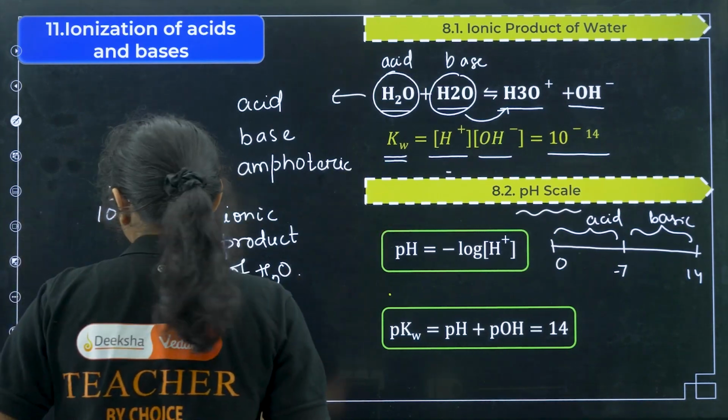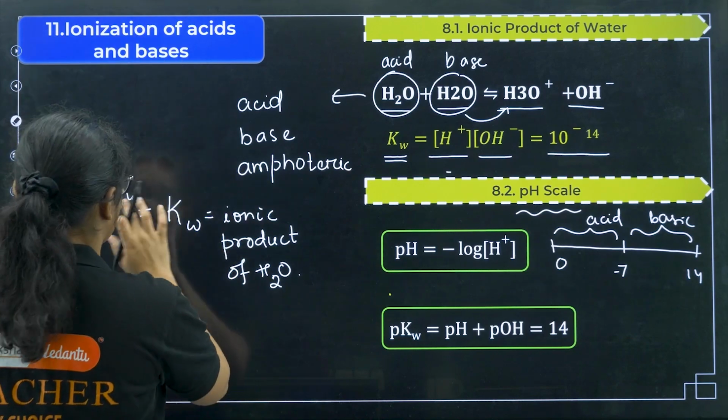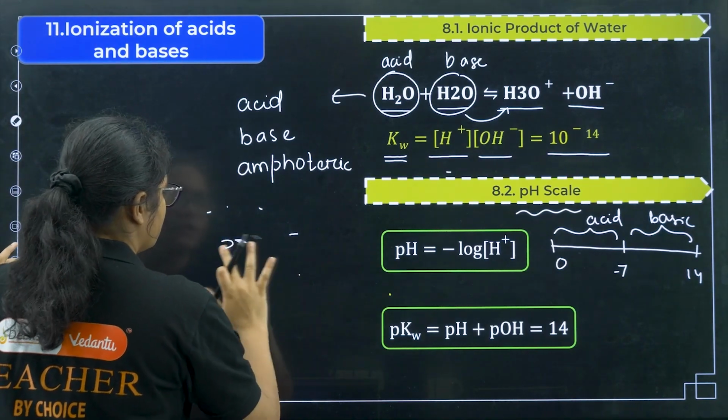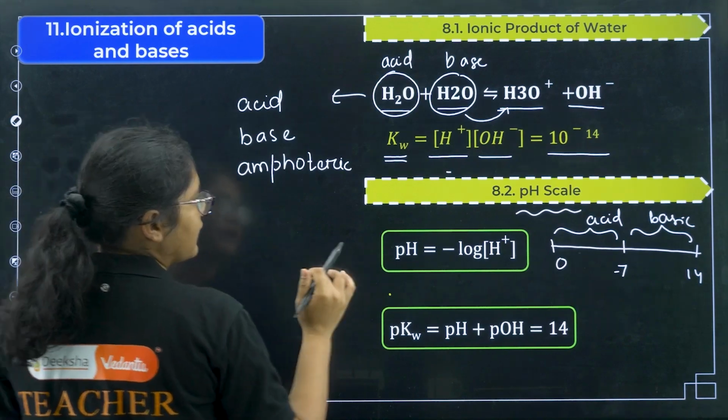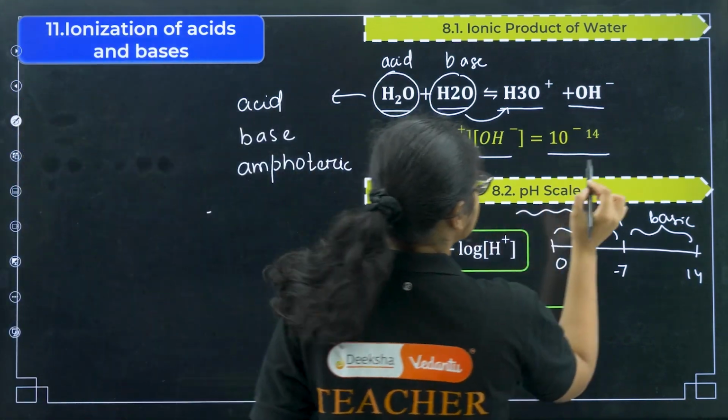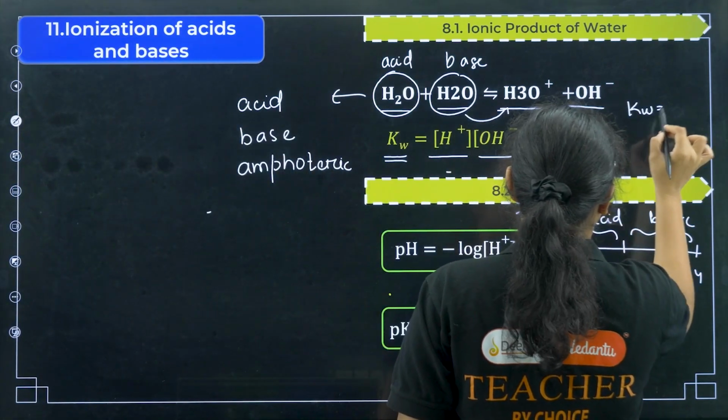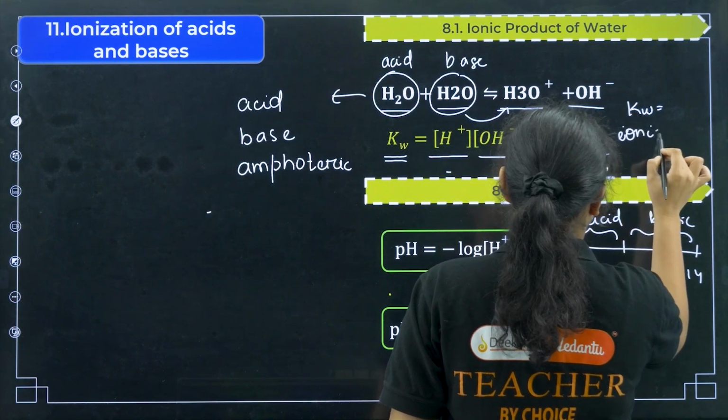Now if you see this equation, I can derive this one and show you. Let me write this down. This Kw is the ionic product of water.